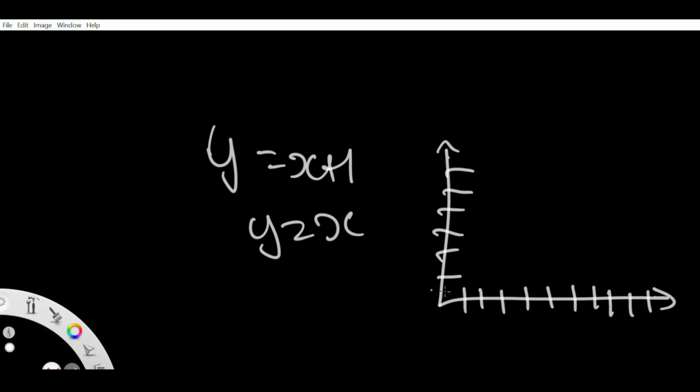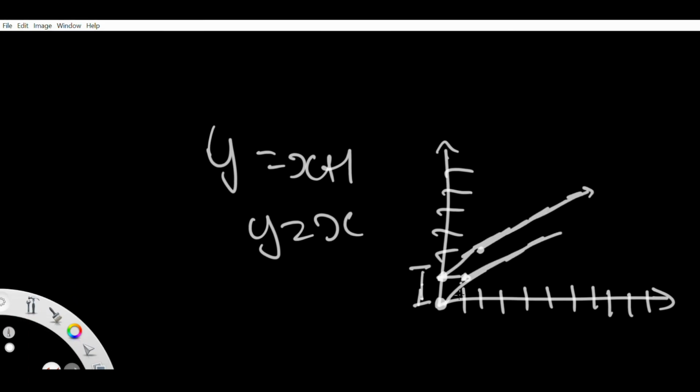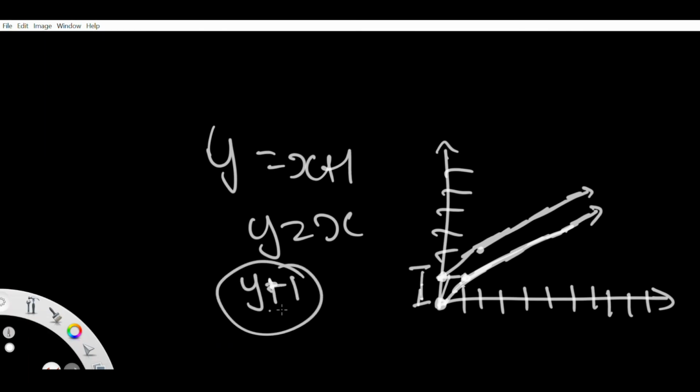for this one the base point would be 0, 0, and for this one it would be 0, 1. So right off the bat, we can see that these two lines have a difference of y equals 1. As this one increases gradually, this one also increases. So at the end, we have two different lines which are parallel, but the transformation is 1 up. So the transformation is y plus 1. That's the transformation for this line.